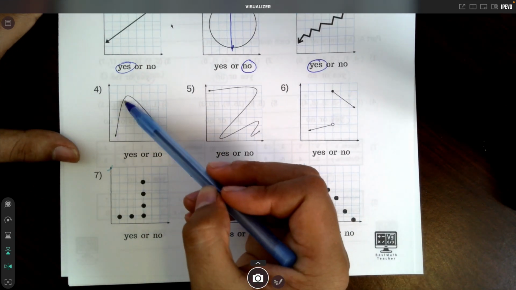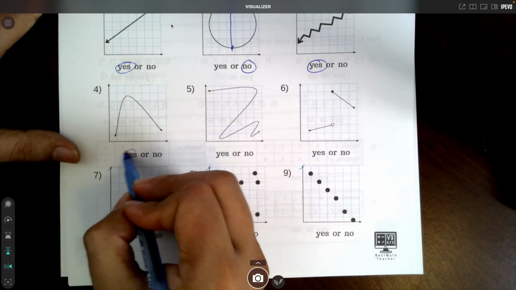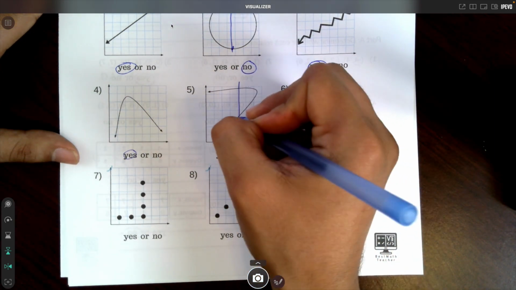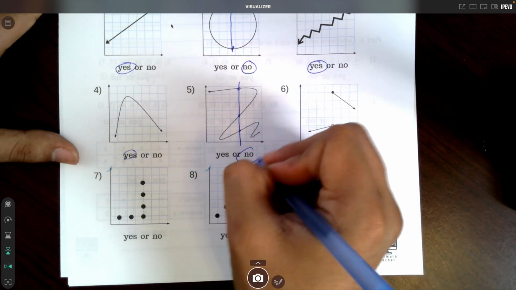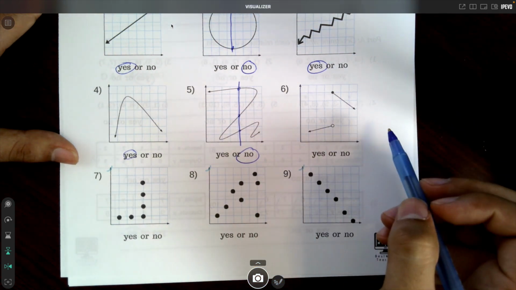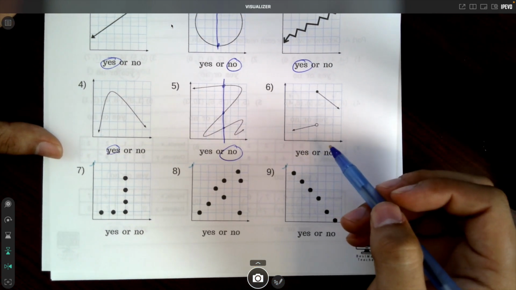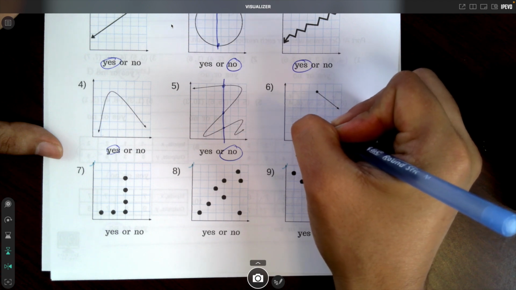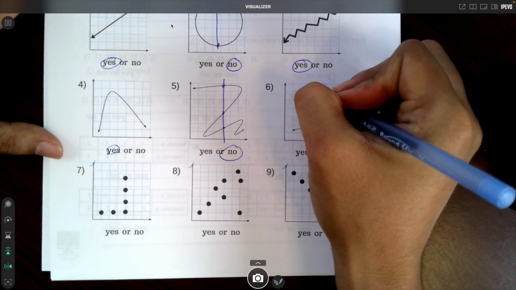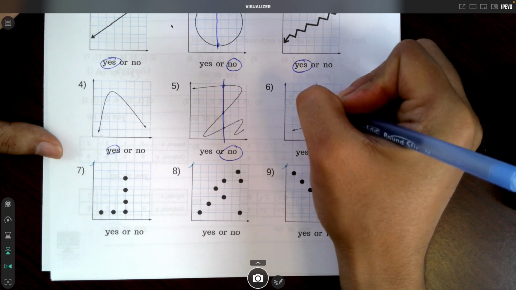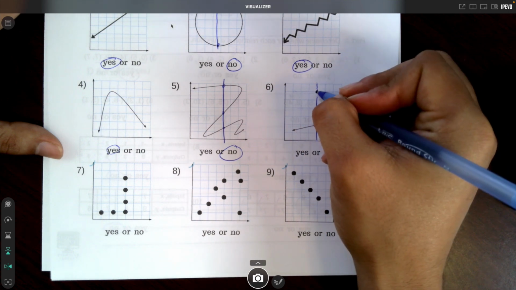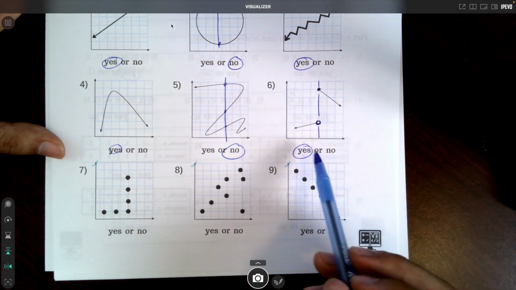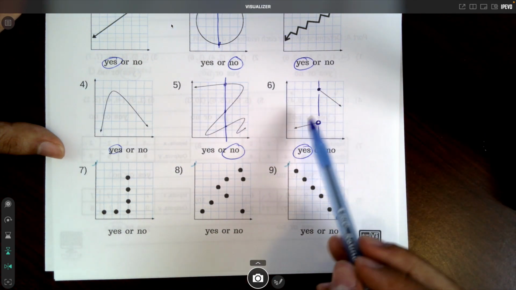This one too. Just once. This one has many places where, if you draw a vertical line, it crosses several times, so that's no. Number 6 is kind of tough because you see how there's a circle right here, but this is an empty circle, a hollow circle. This is a completed circle, so if I draw a vertical line right here, the point's there. It's not actually there, so this is a vertical. This does pass the vertical line test, so it is a function.